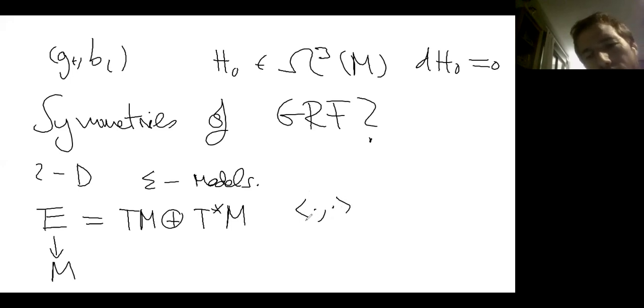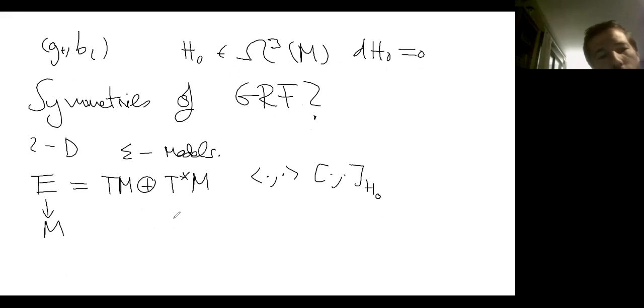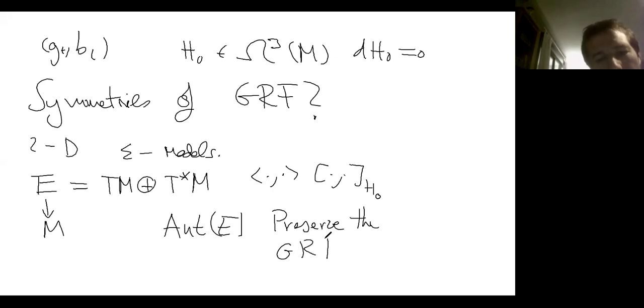This structure has a natural pairing involved, which has a split signature, and a bracket that I cook up out of this closed 3 form. And now the automorphisms of this Courant algebroid are going to preserve the equation and are going to give us symmetries for these generalized Ricci flow equations.